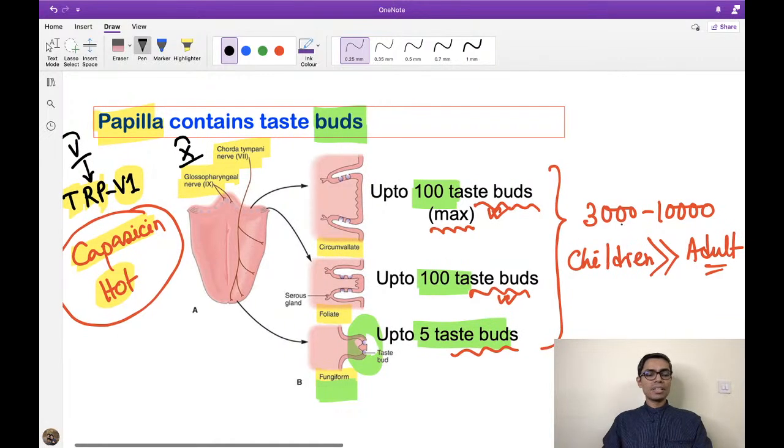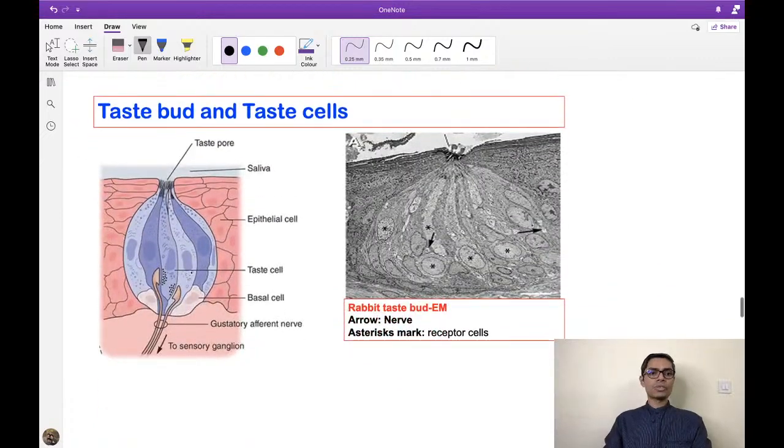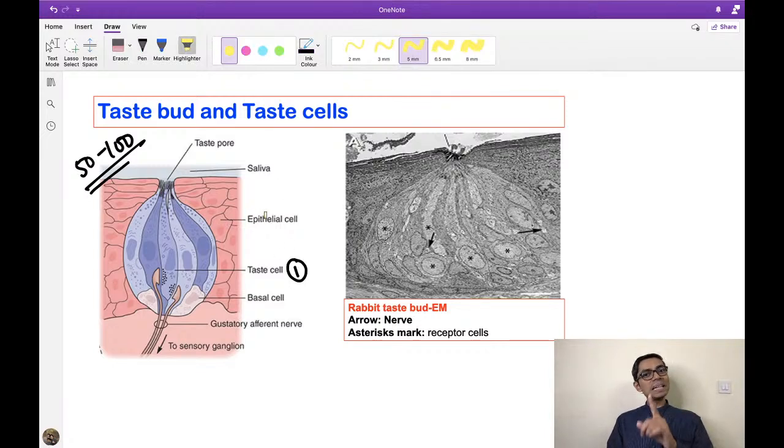There are around 3000 to 10,000 taste buds. Now we are focusing on only one taste bud among all of them. So this is the diagram of a single taste bud. What are we finding? Inside the taste bud there are around 50 to 100 taste cells. This is the first thing you have to note down: inside a single taste bud, there are around 50 to 100 taste cells.